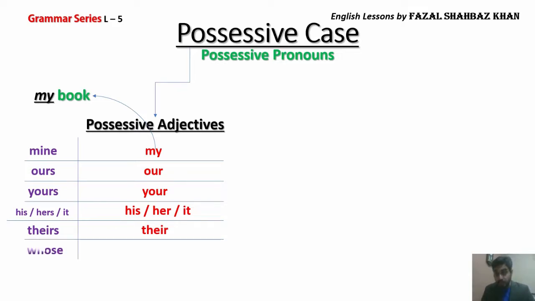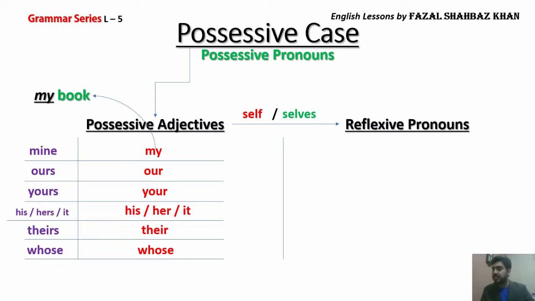And for whose, now whose is an exceptional case. It remains the same in possessive pronoun, and it remains the same for possessive adjectives, as in the case of his, as you can see, his remains both possessive pronoun as well as possessive adjective. Now the interesting thing is, once we add self for singular or selves for plural, we form reflexive pronouns from the possessive case of it.